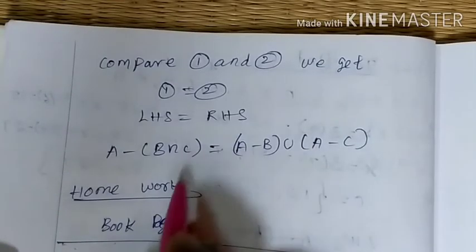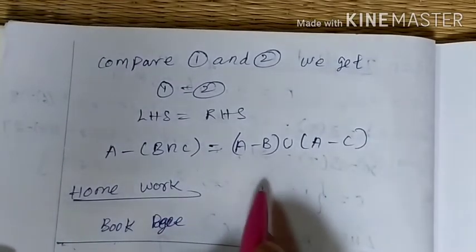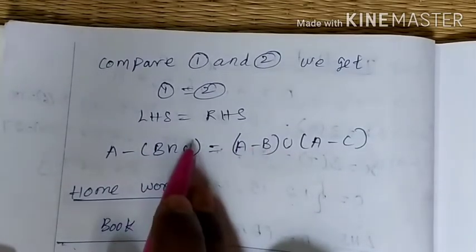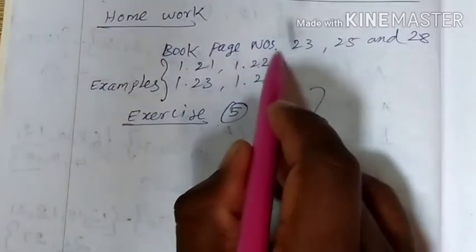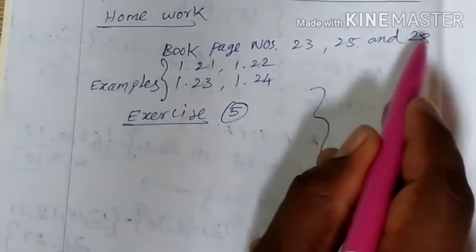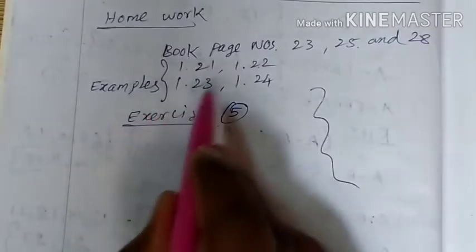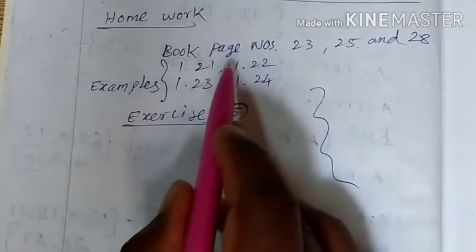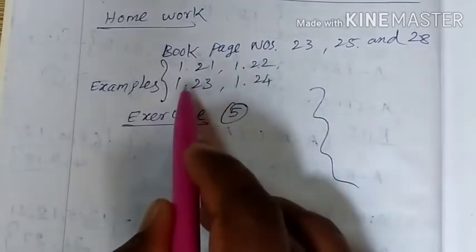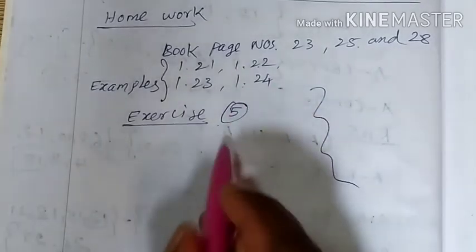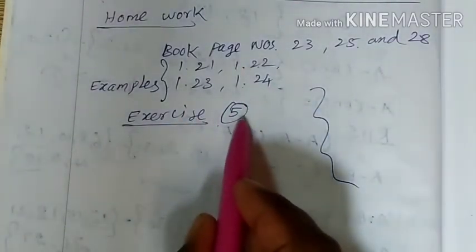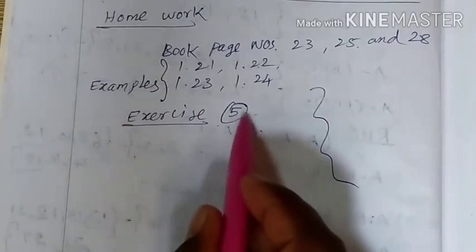Okay, this is the application of De Morgan's law. Then today's homework: book page numbers 23, 25 and 28, Examples 1.21, 1.22, 1.23 and 1.24, and Exercise sum number 5. Okay, that's all.